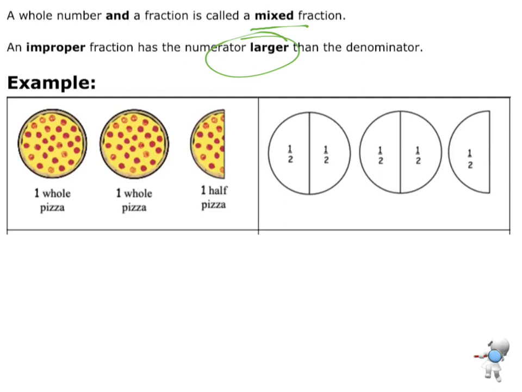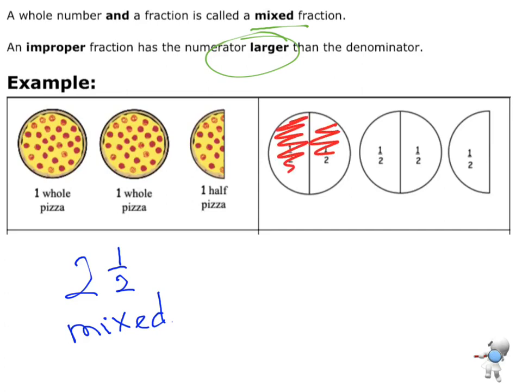If I take, for example, these images here, 2.5 pizzas. The first one, I would say I've got 2.5. I've got a whole number and a fraction, so this is our mixed fraction.